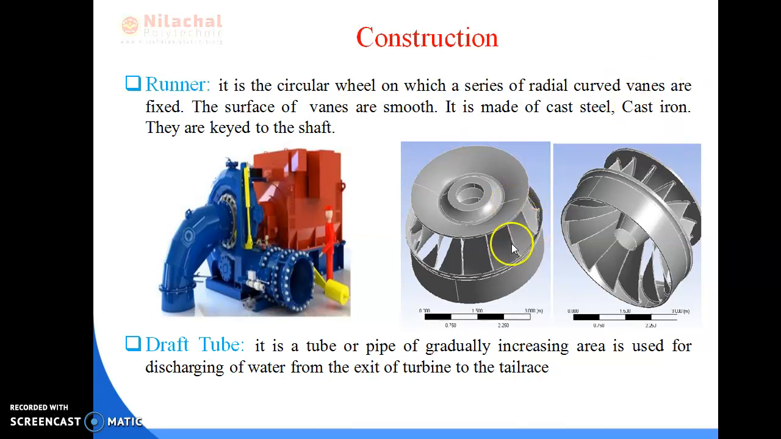These are the blades. This is the sectional view of the blades. The blades are attached with the runner. The runner is keyed to the shaft. So while there is a rotation of the blades, rotational motion is created at the shaft of the runner, and thereby we are getting the mechanical energy.